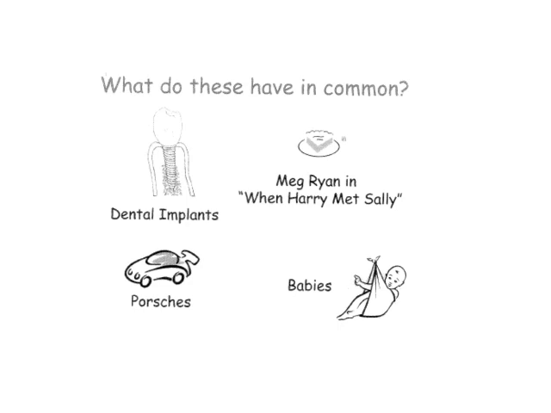So in this first slide, I would like you to ask yourself, what do these things have in common? A dental implant, a Porsche, a baby, and the character of Meg Ryan from the movie When Harry Met Sally. So just think about what these things have in common. We're going to watch a video from the movie here in a second, and at the end we'll answer the question.